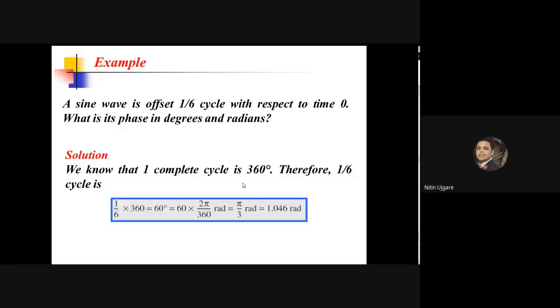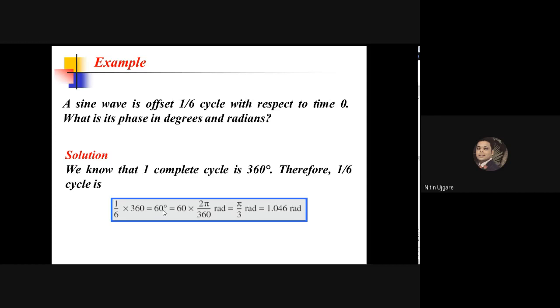So we know that the cycle is given to us. The shift is given to us. The offset is given to us basically. That is 1/6. And we know that one complete cycle has 360-degree. Therefore, 1/6 cycle will have 1/6 into 360 degrees. That gives me 60-degree. So 1/6 cycle shift has a 60-degree angle.